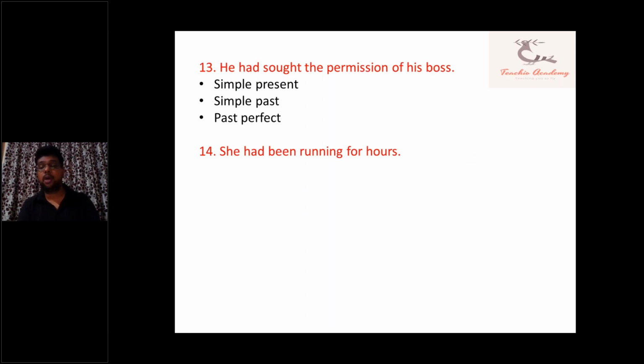She had been running for hours. Do you see had here? Of course, we see had here. Do you see been? Yes. Do you see ing? Yes. And so the answer is, no. Perfect continuous. Which perfect continuous, Pinky? Gagandeep, very nice. Sahila Paul, very nice. Pinky, reply to me properly. Yes, past perfect continuous.